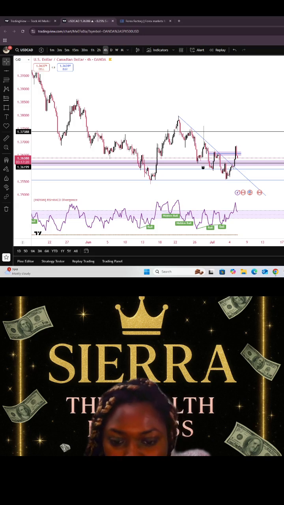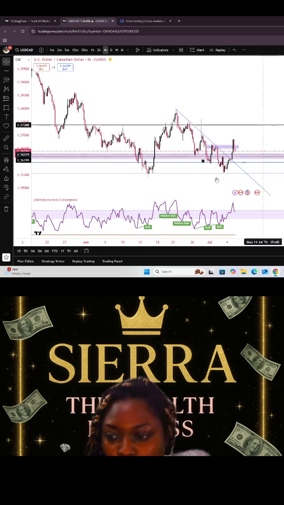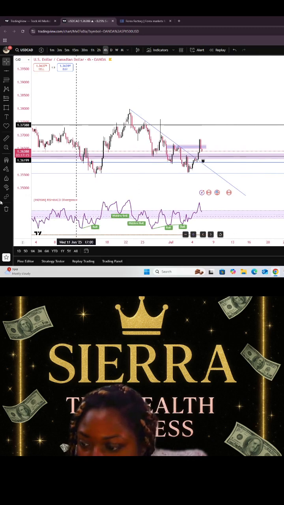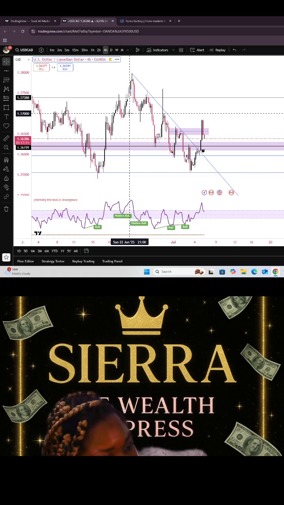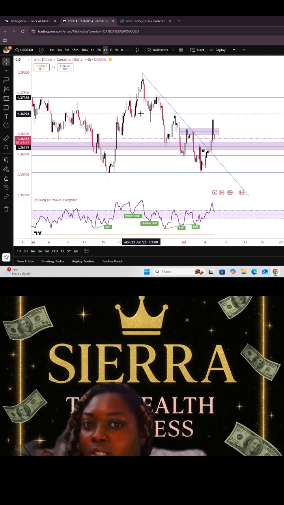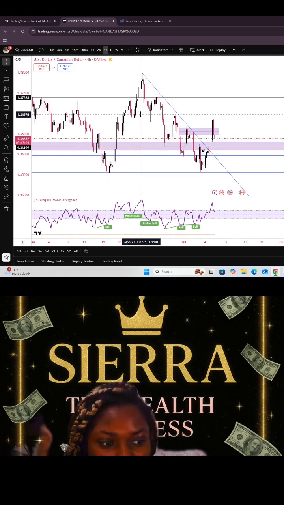I don't like to assume that a zone is going to break. When I first started trading, I did that, and I would be in profit, and then price would get to the zone and then turn around on me. So I have learned to take trading one step at a time, one zone at a time. You can always get back in.